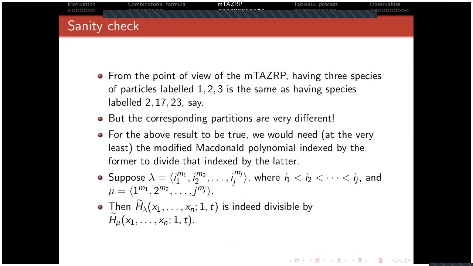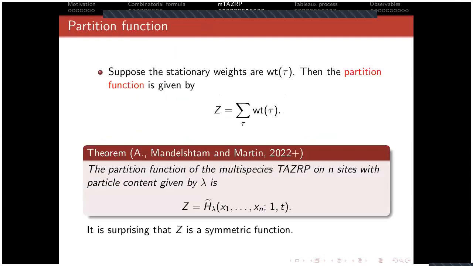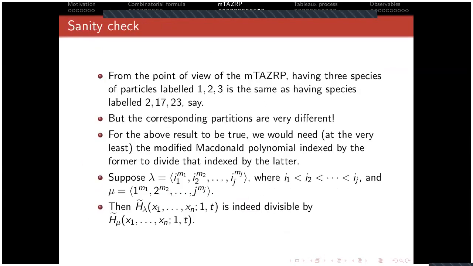Okay, so let us make one sanity check. I said here that if I look at the multi-species tracer on n sites with content given by lambda, I get this partition function. But as I think someone pointed out, from the point of view of the multi-species tracer, only relative order matters. The rates only depend on the relative order of particles at a given site, because once I order them from top to bottom, the first one will go with rate 1, and then T, and T squared, and so on.